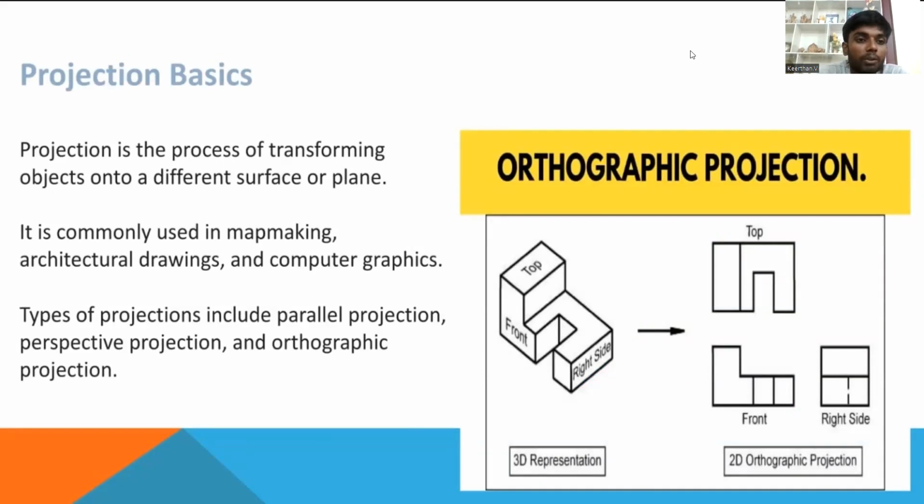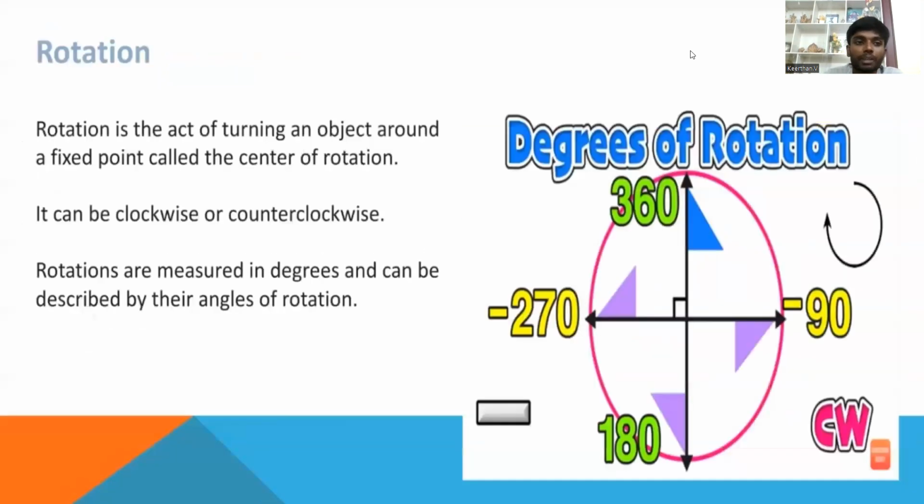Projection basics. Projection is the process of transforming objects onto a different surface or plane. It is commonly used in map making, architectural drawing, and computer graphics. Types of projections include parallel projection, perspective projection, and orthographic projection, as you can see in the diagram.